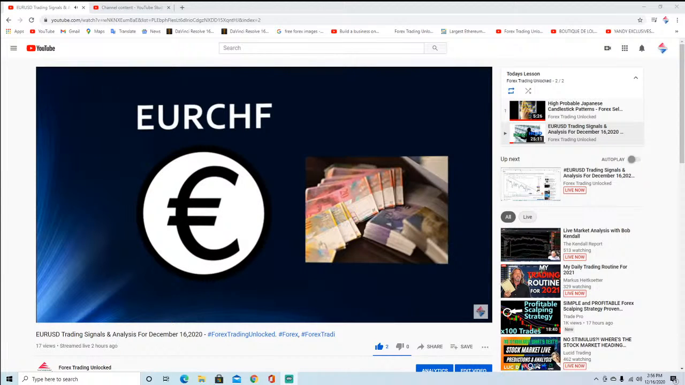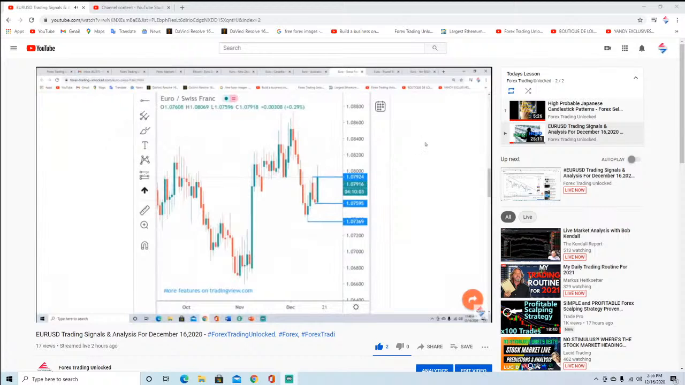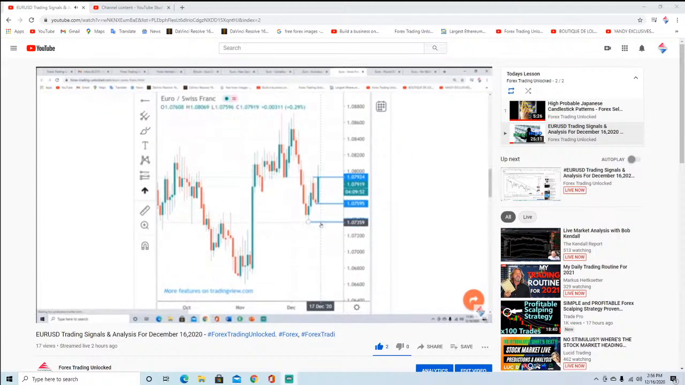Now we have the euro Swiss. What do we have going on in the euro Swiss? Well, this is a different case. The euro corrected against the Swiss, and as of last week, set a nice little short-term bottom. It has rallied and continued to press higher, move highs for the most part, except for 2 days where it settled lower, but still it made a higher move high before doing so.